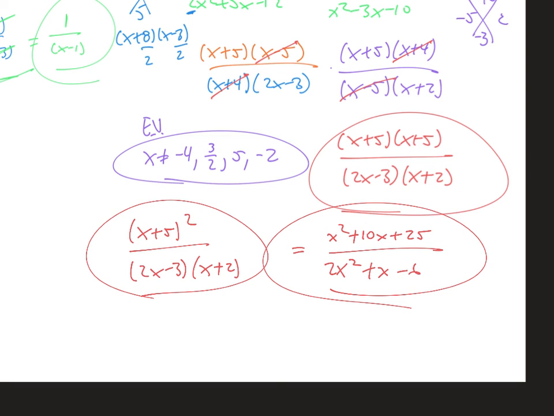So be careful with multiple choice questions. Your answers could be written differently. I like the first one. To me, this is good, and this is good. To me, those are the most practical answers. If you want to multiply it out, you can. Seems like that's a little bit extra work, though.